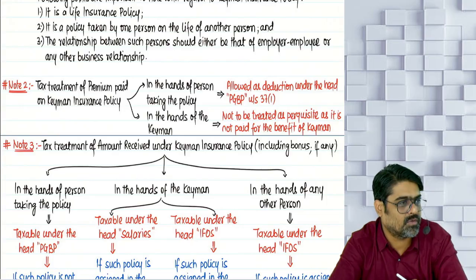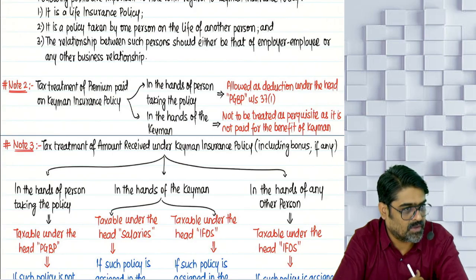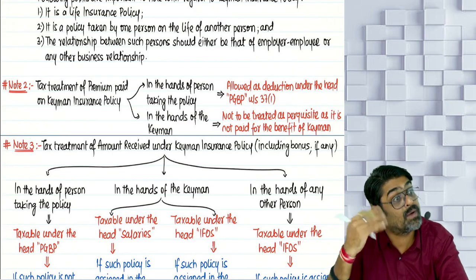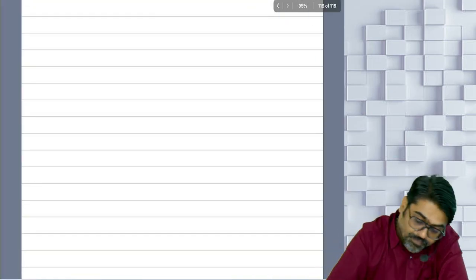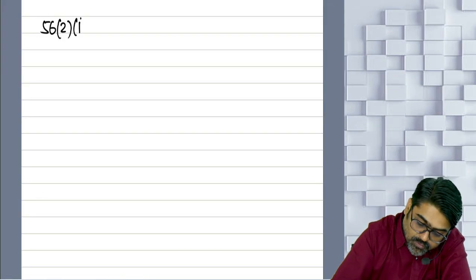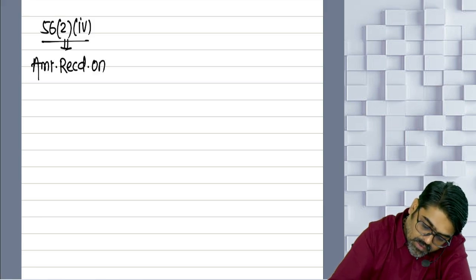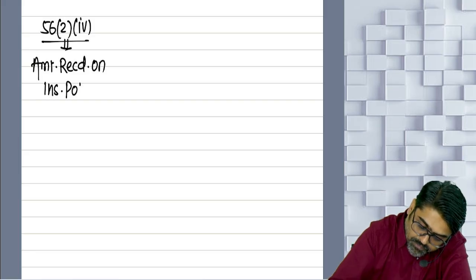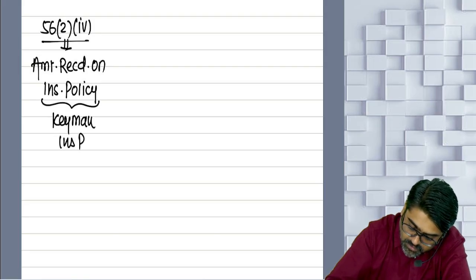But with clause number 4, since we have discussed what amount is coming from life insurance policy, let's talk about other amounts also coming from other life insurance policy. So see, what exactly I am going to do. Section 56 subsection 2 clause 4 talks about amount received on insurance policy. Yes or no? Amount received on insurance policy, and that insurance policy is Keyman insurance policy. Yes or no?